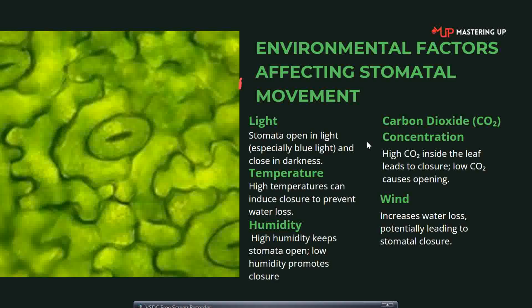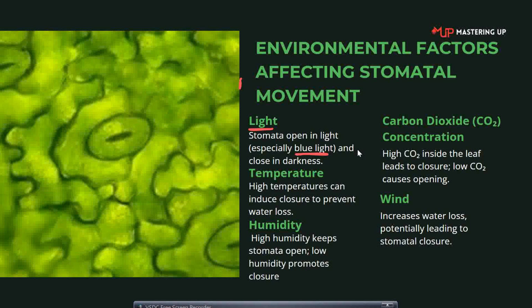Now let's go to our main topic, the factors affecting the stomatal movement. First of all, we have environmental factors. First is light. Stomata opens in light, especially in blue light. During photosynthesis we studied that blue light is the main light that is being absorbed. So the stomata opens in light and closes in darkness.